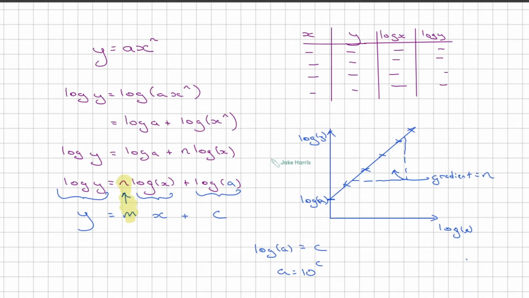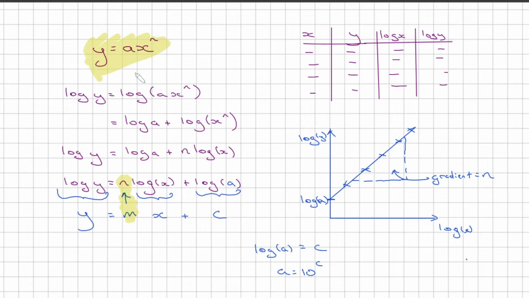So this approach is useful if you suspect you have an exponential curve like this, but you're not sure what the constants in it are. So by doing this, if you get a straight line, that tells you it is an exponential curve. The gradient tells you what n is, the power, and the y-intercept tells you what a is. That is if you start with an equation that looks like this.